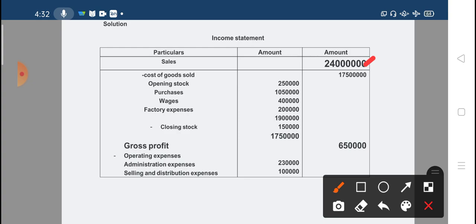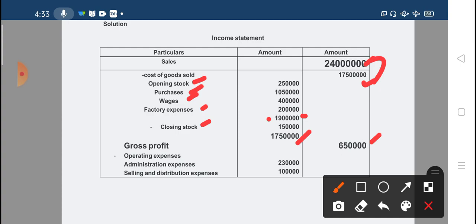to find out the cost of goods sold, we need to add opening stock, purchases, wages, factory expenses. Total will be 19 lakh, and if we deduct closing stock from this 19 lakh, we will get cost of goods sold. So cost of goods sold is 17,50,000. If we deduct these two, 24 lakh minus 17,50,000, the gross profit will be 6,50,000. In the trading account also, the gross profit was 6,50,000.